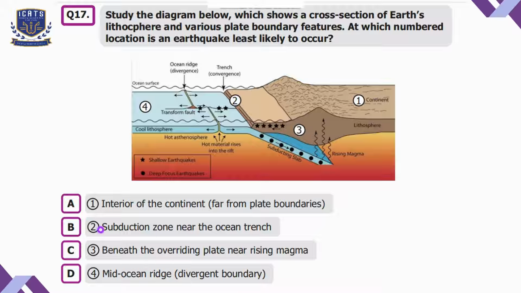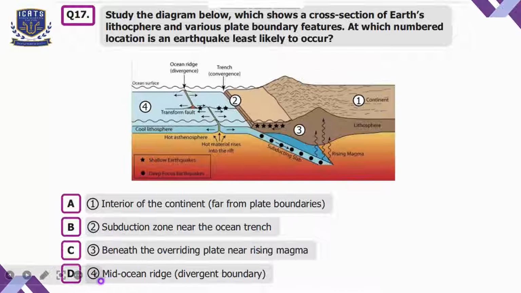In option B, we have location 2, which is a subduction zone near the ocean trench. It's where one plate goes under another one, so lots of earthquakes are expected here. In option C, location 3, it's beneath the overriding plate near rising magma. Here magma rises, so it is a volcanic area. That is definitely an active area for earthquakes, so that will not be chosen.